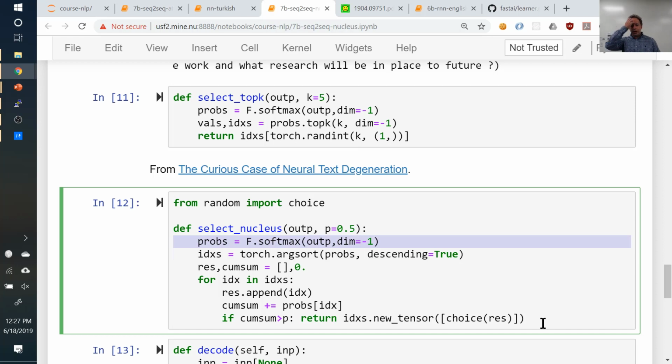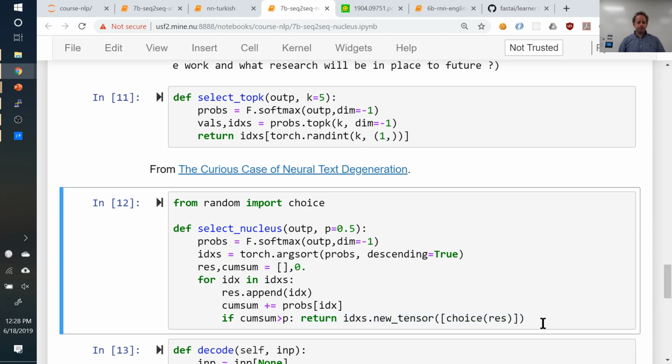And step 1 again is do a softmax. And then step 2 is get the indexes which sort the probabilities, because we want to do a cumulative sum to find how many Ks we need. And then just go through each one, calculating the cumulative sum of the probabilities. And when your cumulative sum is above P, then pick a random choice of the ones you've seen so far. And that's it. That is nucleus sampling.